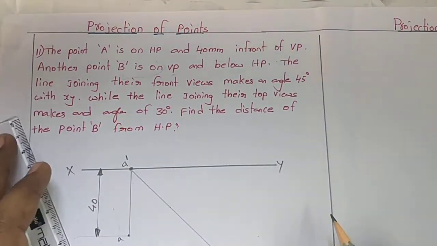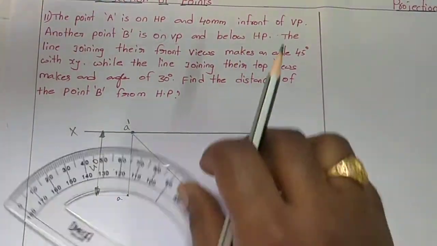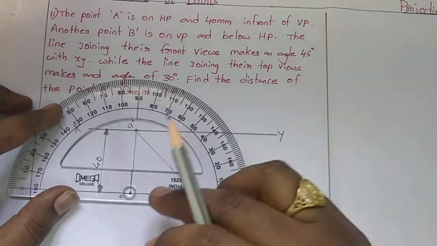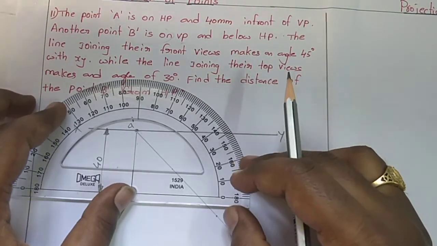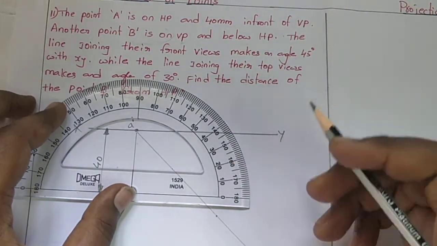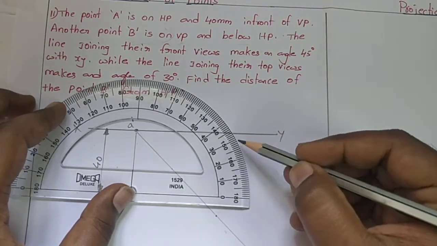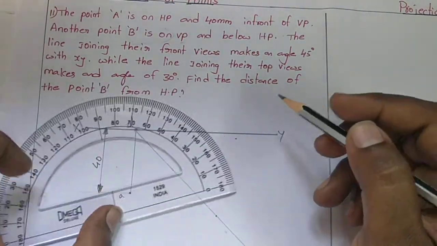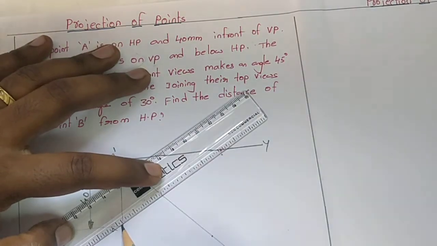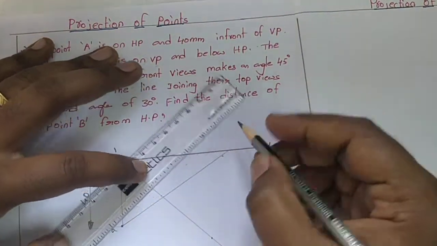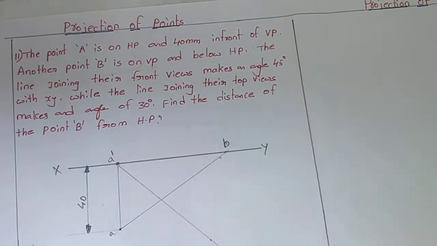Okay, and now a 45 degrees line. Similarly, from A we need to draw a 30 degrees line, because the top view is on XY, definitely because it is on VP. Using the 30 degrees line, the line intersects the XY line at one point. It is the top view, that is B.